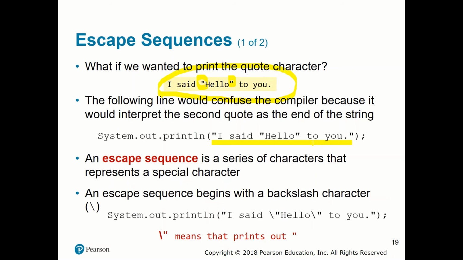So to solve this problem, we need escape sequences. An escape sequence is a series of characters that represents a special character. An escape sequence begins with a backslash character. This is the backslash. So if you write like this, escape sequence, then you can have this output. Backslash quote means that it just prints out a double quote.